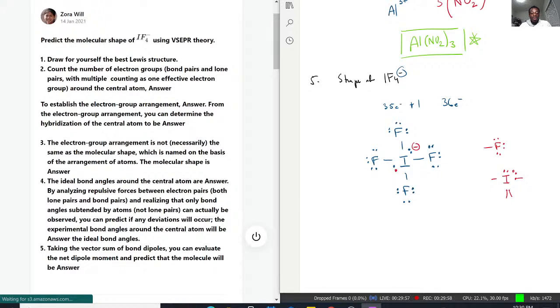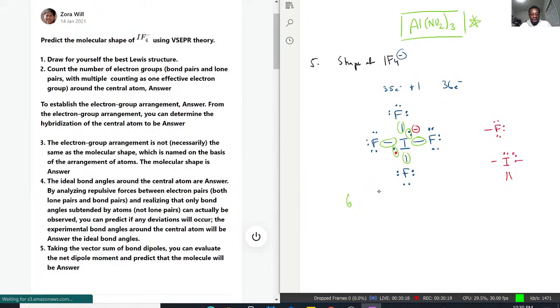Count the number of electron groups, bond pairs and lone pairs, with multiple bonds counting as 1 effective electron group around the central atom. So the number of electron groups we have here are going to be 1, 2, 3, 4, but then it also says and lone pairs, 5, 6. We have 6 electron groups. Okay.